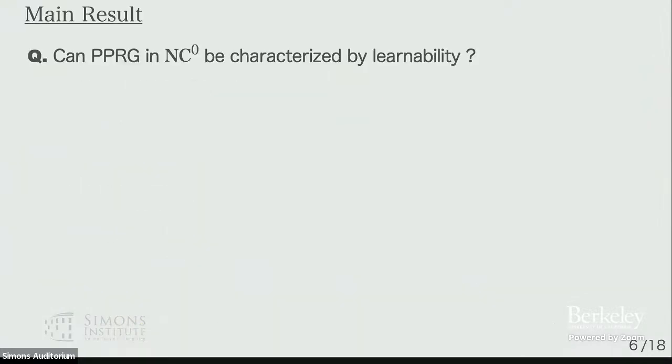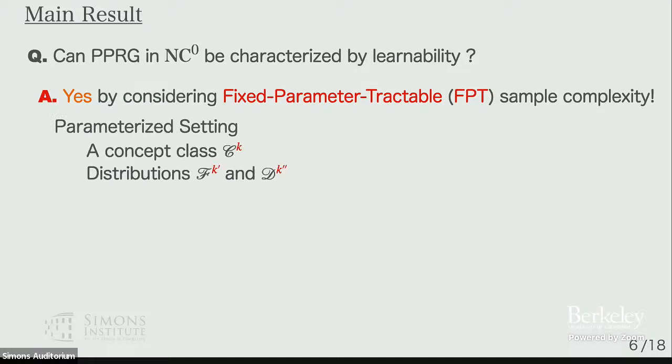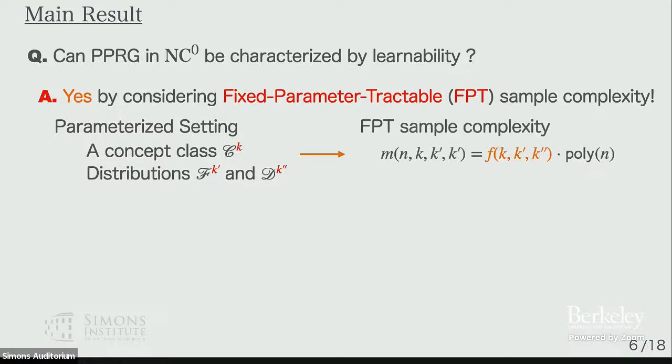Okay, let's see our results. The question here is, can PPRG in NC0 be characterized by learnability? The answer is yes, by considering a fixed parameter tractable sample complexity. So in this work, we consider a parameterized setting of learning. We consider a parameterized concept class C and a parameterized class of distributions, and we consider FPT sample complexity, written like this by using some computable function F.